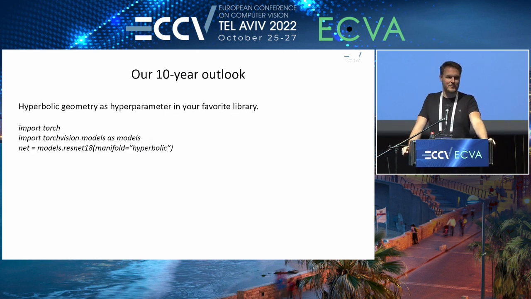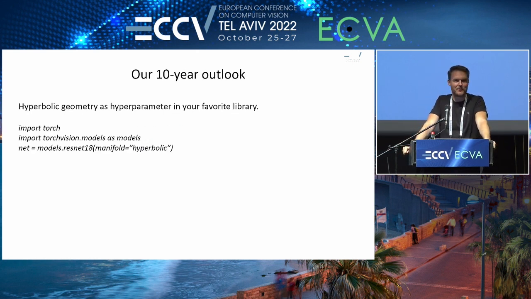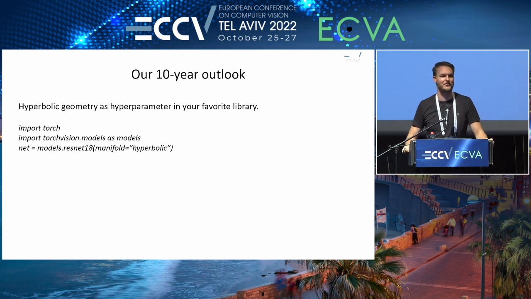So let's say my positive 10-year outlook would be that in 10 years from now, this is all standard for us. We'll look back at the weird times we did Euclidean geometry. And we just have, in PyTorch, a manifold hyperparameter, and we set it, and we don't even think about it anymore. Yeah, that's my hope.